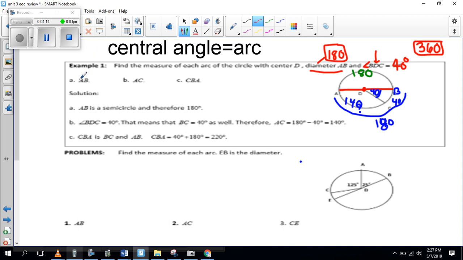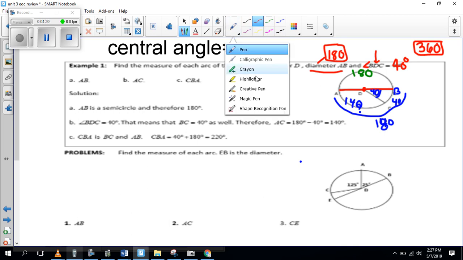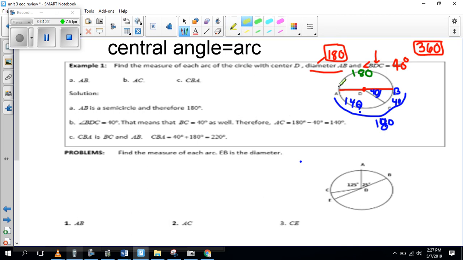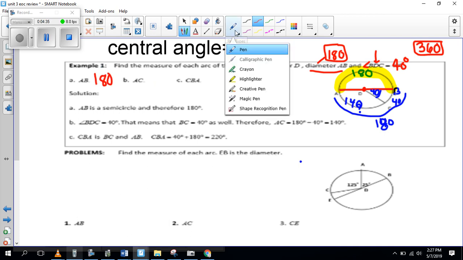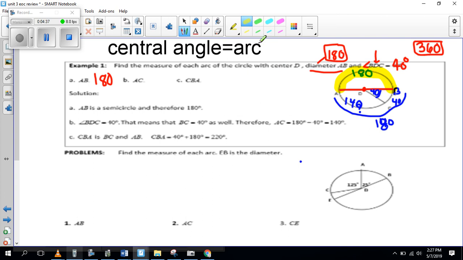It says, what's the measure of arc AB? We're looking at just AB, and I'm going to use my highlighter to show y'all these. Just AB. Look, I already have it highlighted. Makes it so much easier. I have it labeled, so that's going to be 180. Okay, AC, I'm going to use a different color. I'm going to use green. So from A to C.